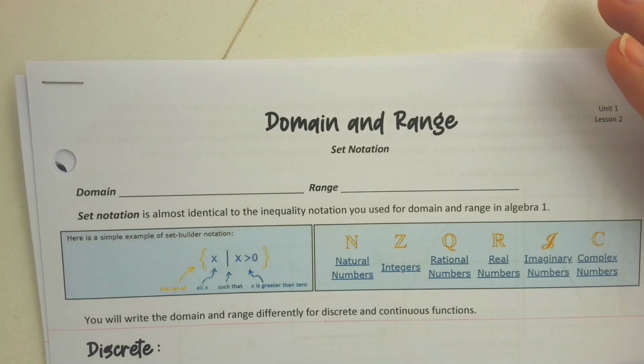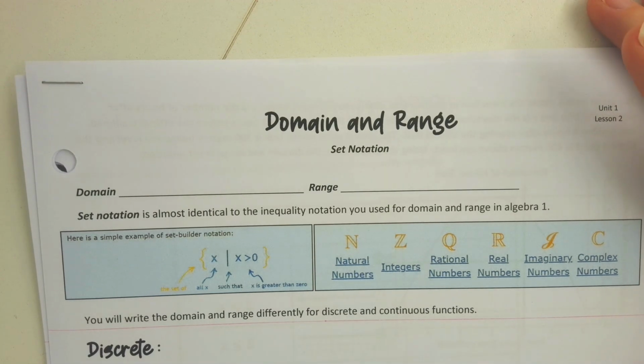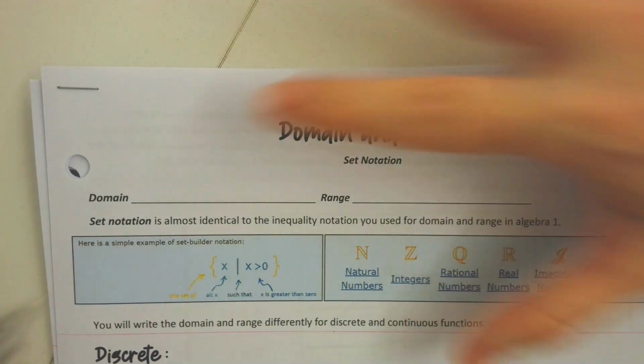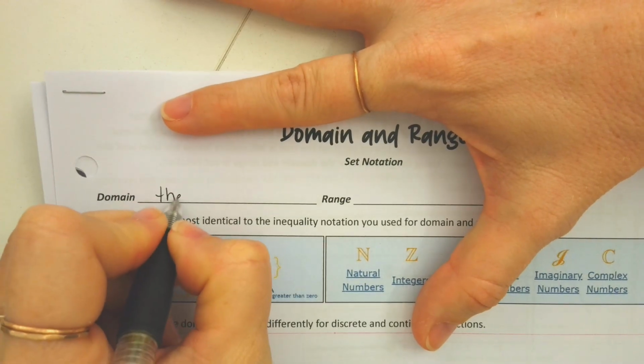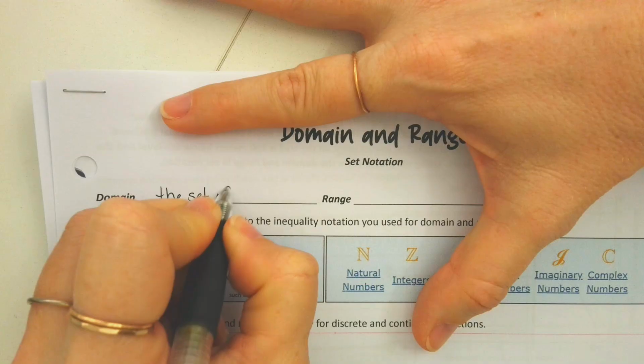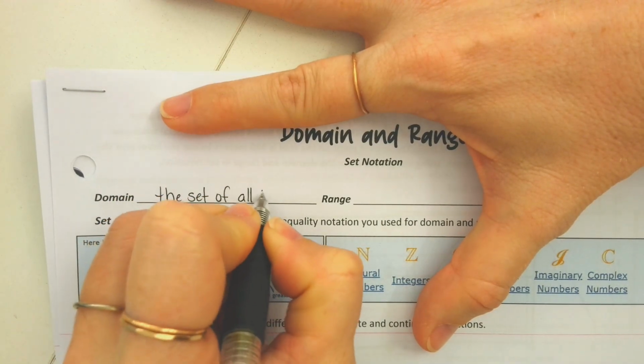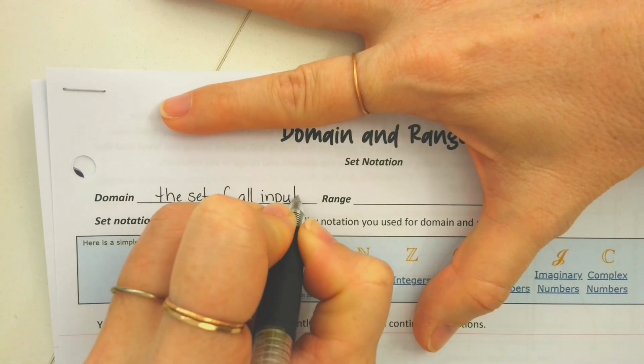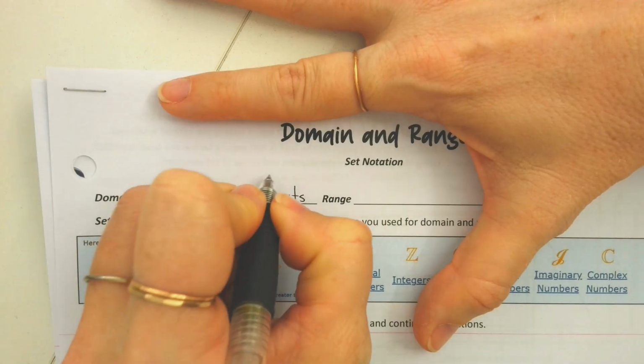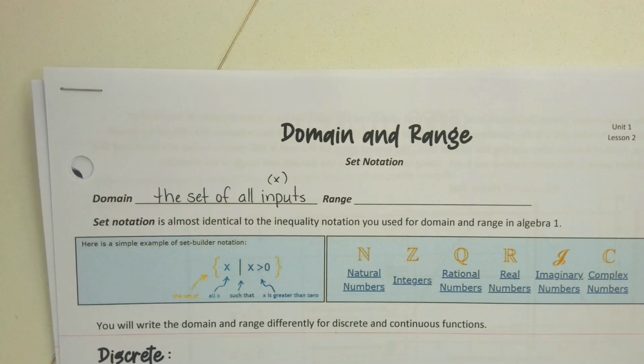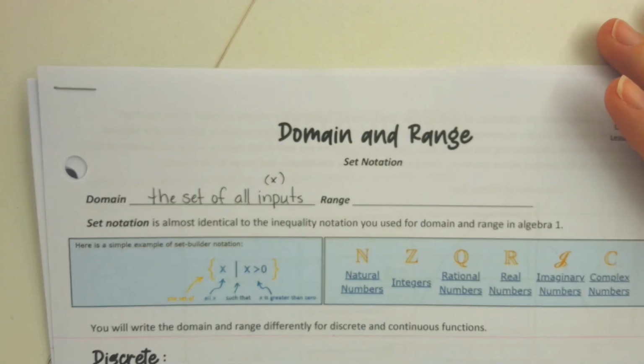Domain, the technical definition for domain is the set of all inputs. And let's do a choral response. When I say input, what variable do you think? X. Way to go. That was like 30% of you. Or maybe it was 100 and y'all are just tired.